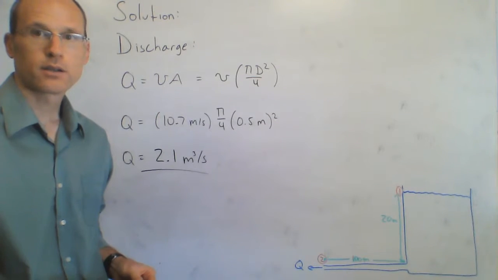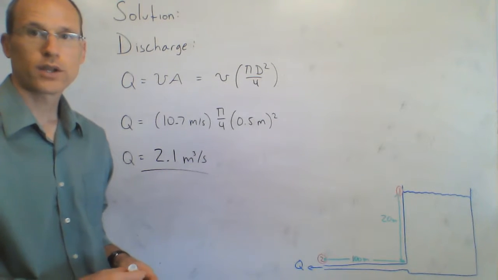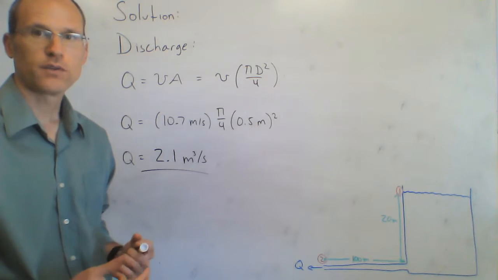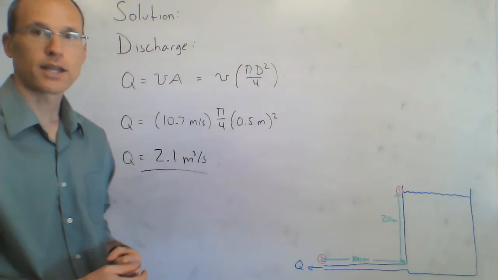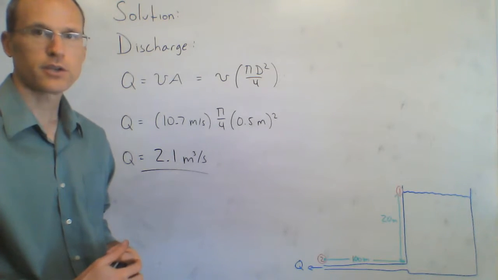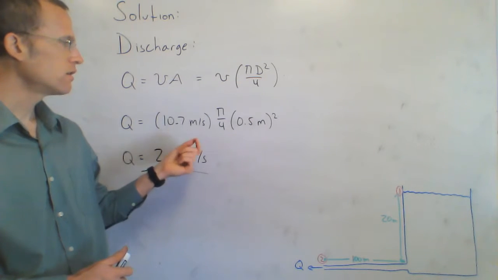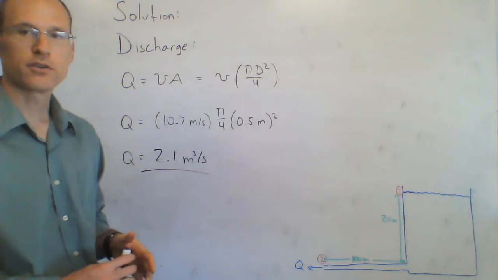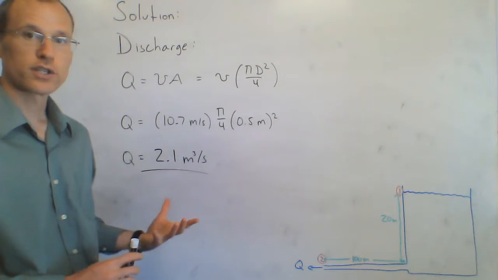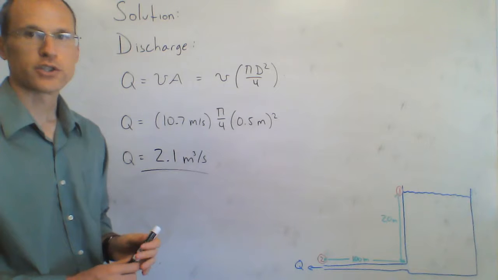Now, not quite done yet because we're trying to find the flow rate, the discharge. But now that we know V2, just take that velocity multiplied by the area of the pipe to give us Q. So velocity times pi d squared over 4, so 10.7 meters per second, pi over 4, 0.5 meters squared, gives a flow rate or discharge of 2.1 meters cubed per second.